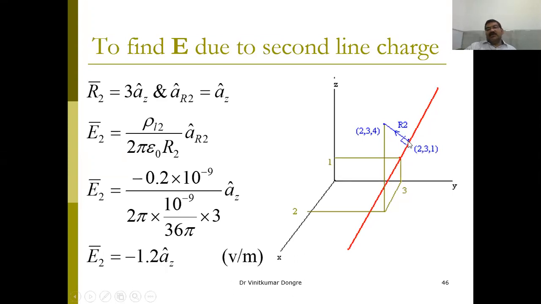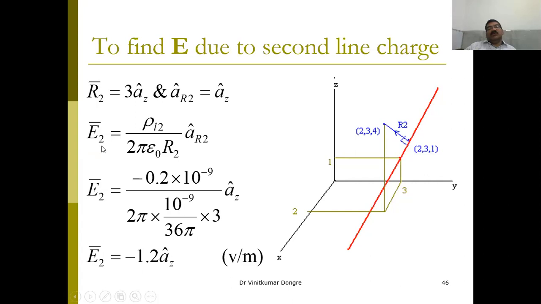Now you can find the perpendicular vector, that is vector R2. So R2 equals 2 minus 2 0, 3 minus 3 0, 4 minus 1 1. Sorry, 4 minus 1 is 3. So 3 AZ, and the unit vector is AZ, because 3 by under root of 3 square, so 3 by 3 is 1. So the unit vector is AZ.